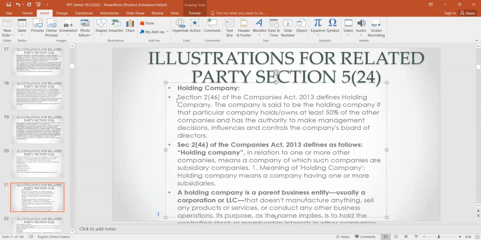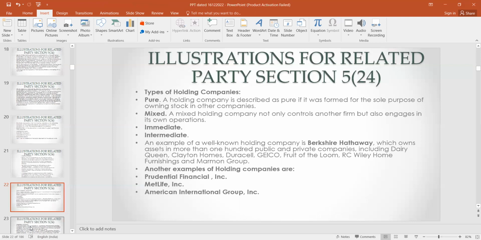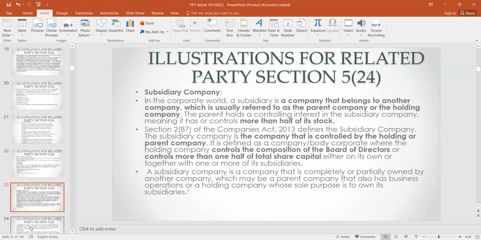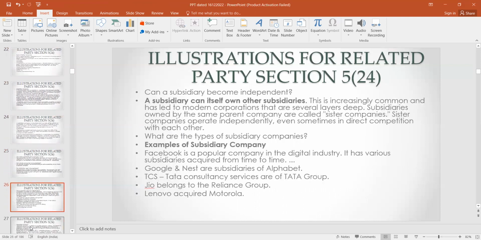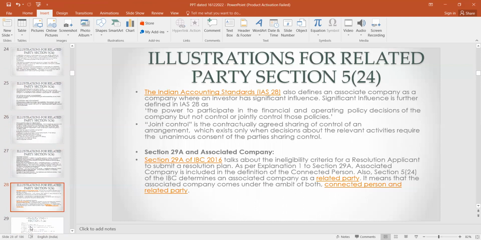Section 246 of the Companies Act defines holding company. A company is said to be a holding company if it holds or owns at least 50% of the other company and has the authority to make management decisions, and influences and controls the company's board of directors. So this is in a nutshell about holding company. Types of holding company: pure, mixed, intermediate. You can go through all these things. Subsidiary company: if the parent company is the holding company, then it is a subsidiary company. How many subsidiaries? All these things you can go through. It's a very detailed presentation.